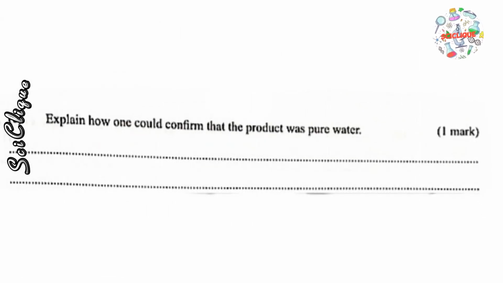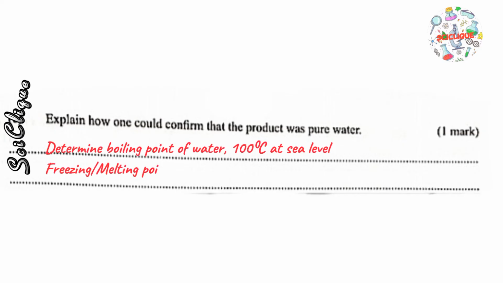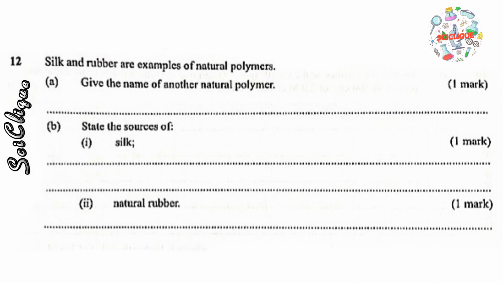Part C, explain how one would confirm that the product was pure water. Now, you can use physical properties of water, for example, determining the boiling point, which is about 100 degrees Celsius at 1 atmospheric pressure, freezing or melting point of 0 degrees Celsius at sea level, density 1 gram per cubic centimeters, and such. Question 12. Silk and rubber are examples of natural polymers.